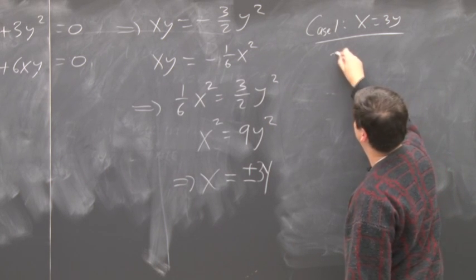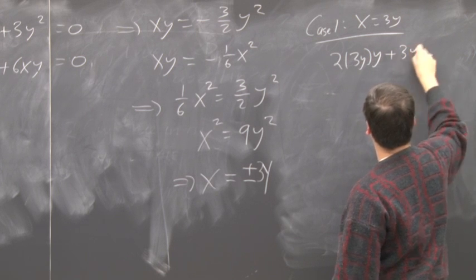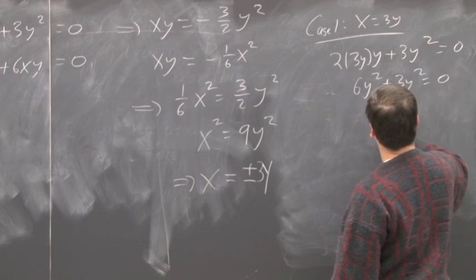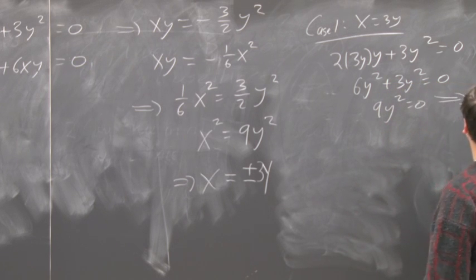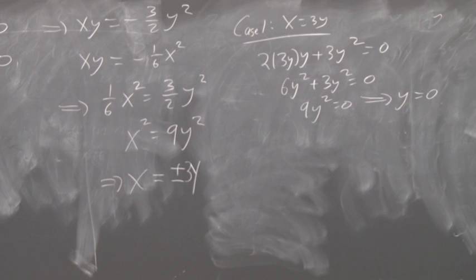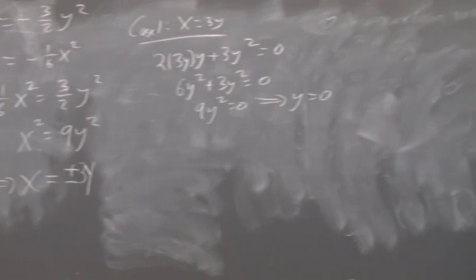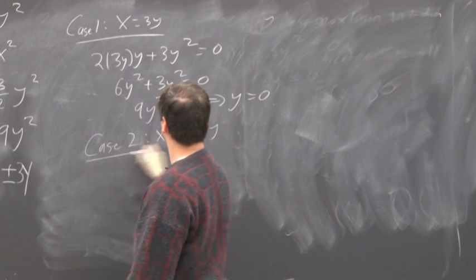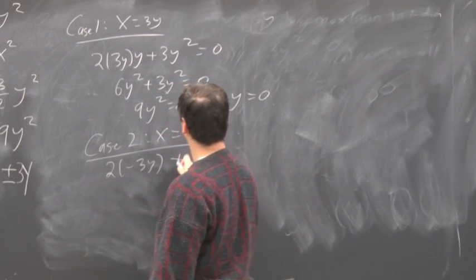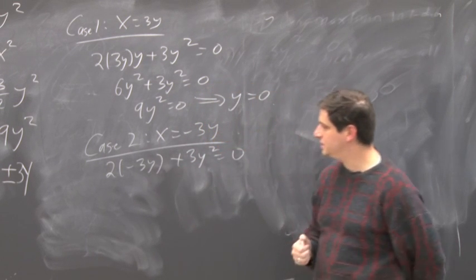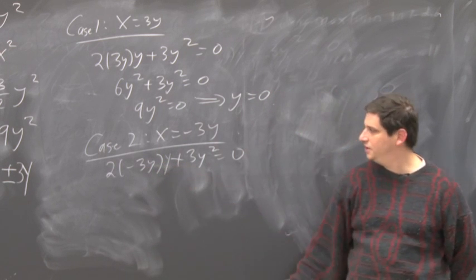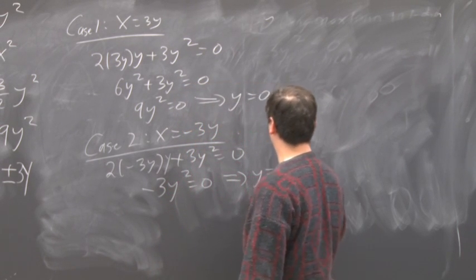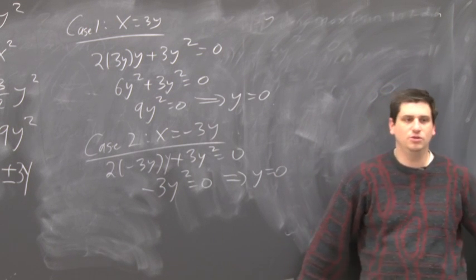Does it matter? No. But it will make my life easier. Okay. So we now get 2 times 3y times y plus 3y squared equals 0. So we get 6y squared plus 3y squared equals 0. 9y squared equals 0. Okay, so y is 0. I'm not going to write plus or minus 0. Okay, so in that case, we found the solution. The second case, x equals negative 3y. Oh, it's very similar. We get 2 times negative 3y times y plus 3y squared equals 0. So we'll get negative 6y squared plus 3y squared. So we get minus 3y squared equals 0. Therefore, again, y equals 0. So in both cases, we get y equals 0 is the only solution.